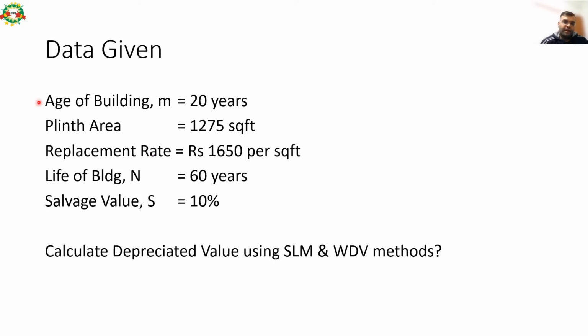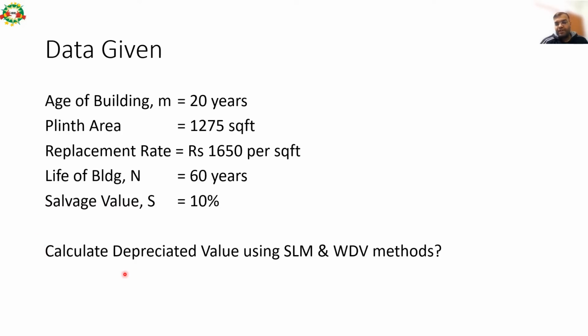So let us first write down the data given in the question. Age of the building, which is M, is equal to 20 years. Plinth area is equal to 1275 square feet. Replacement rate is equal to 1650 per square feet. Life of the building is 60 years, and salvage value as a percentage of RCN is given, which is equal to 10%. So we have to calculate depreciated value.